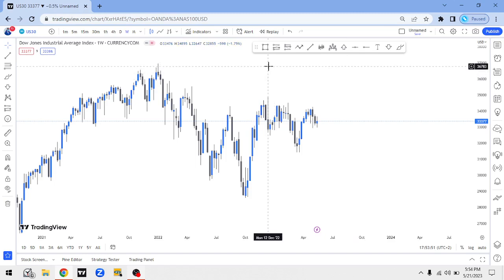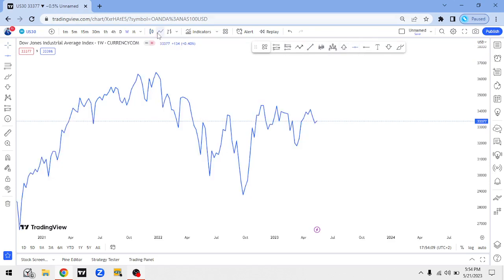Today we're going to be analyzing US30 and doing a weekly forecast of what is going to happen on the market. We're going to start off with our zones. As you can see, I've just changed my candlestick chart into a line chart, and in this line chart we're going to be plotting those zones.